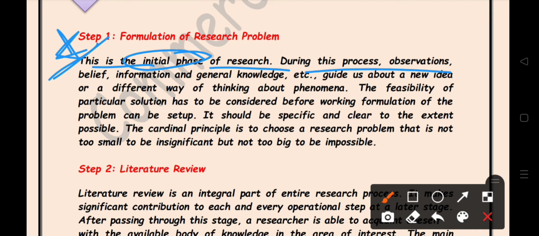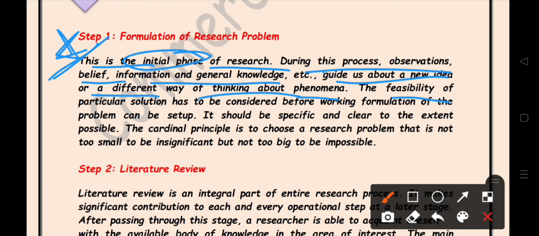During this process, observation, beliefs, information, and general knowledge, etc., guide us toward a new idea or a different way of thinking about the phenomena. Means in this stage, we will find the problem or the gap in the previous research from where we can get our research problem, and we start doing research on that particular topic.